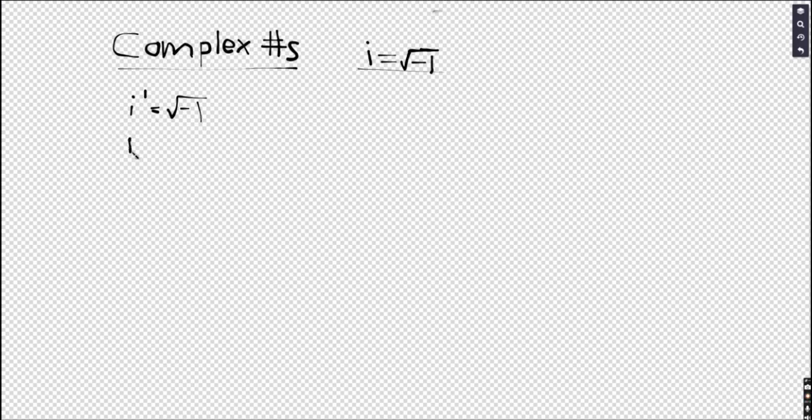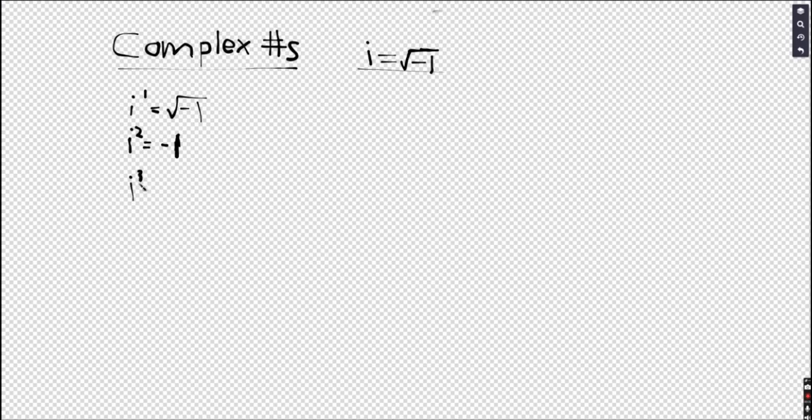Okay, well then what's i to the second power? i to the second power is negative 1, right? Because the square root of negative 1 times the square root of negative 1 is, oh, it's not negative i, it's negative 1, okay? Well, now, what's i to the third?